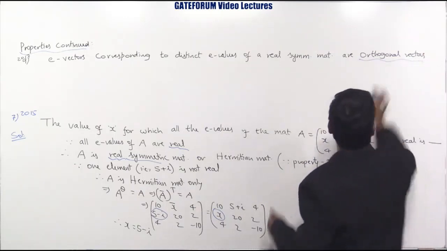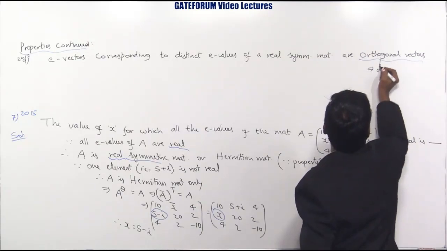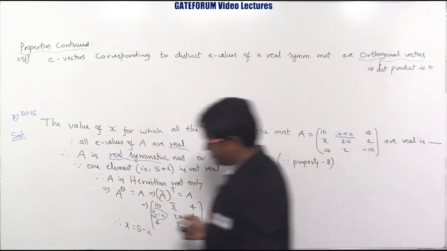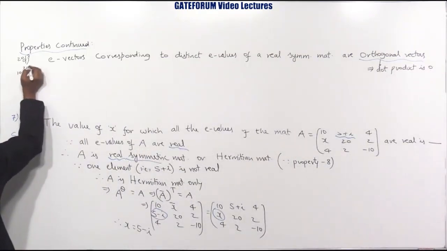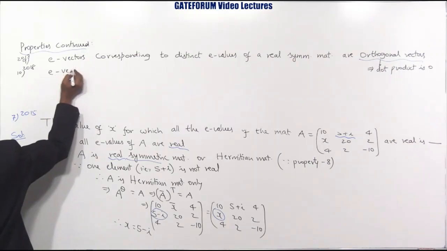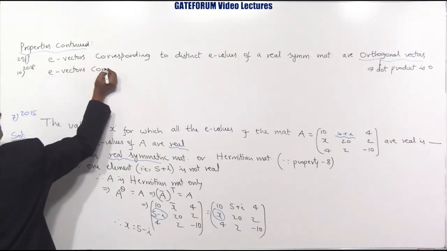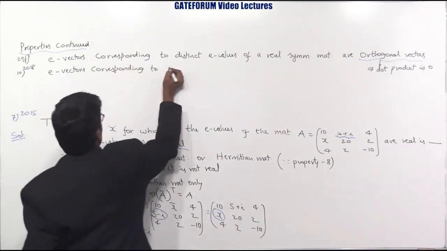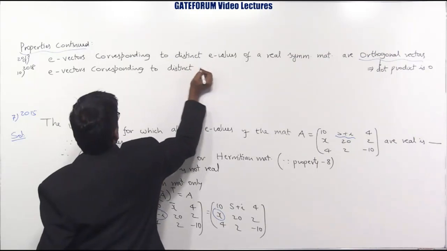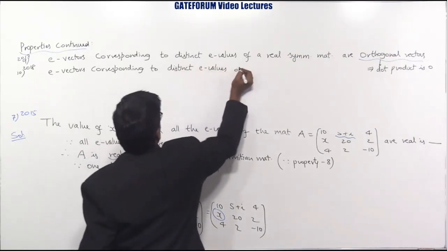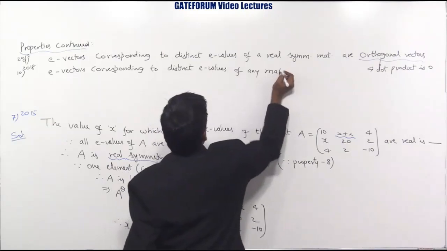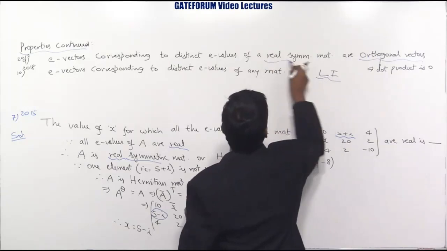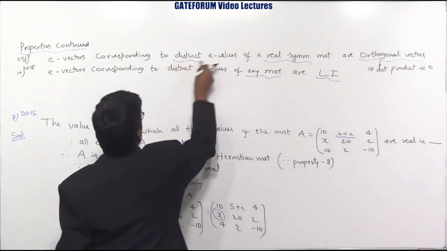What are orthogonal vectors, from the first day? It implies dot product is 0. 10. This question was asked in 2018. Eigenvectors corresponding to distinct eigenvalues of any matrix are linearly independent. Here real symmetric, here any matrix, here distinct.